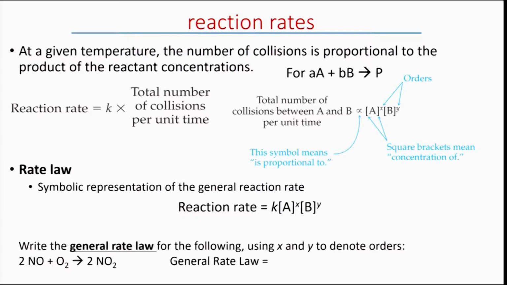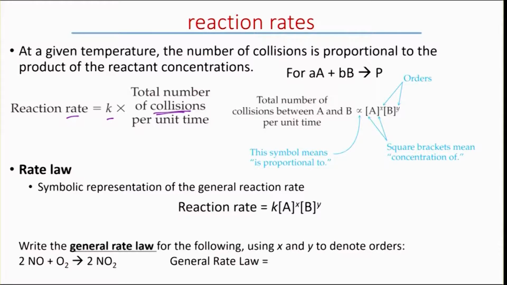All right, so first thing we have, let's just recap what we did before. At a given temperature, the number of collisions is proportional to the product of the reactant concentration. So here is a general reaction. We have A plus B gives us P. So A and B are reactants, P is a product. And we just said that the reaction rate is equal to some constant K, at a given temperature, times the number of collisions per unit time. And the number of collisions per unit time will increase if the concentration is increasing. So this means the higher the concentrations, the faster the rate. And this is specifically the higher the concentration of reactant molecules.